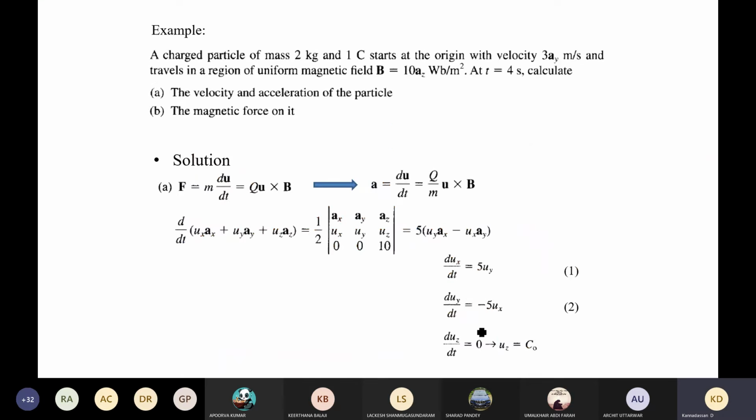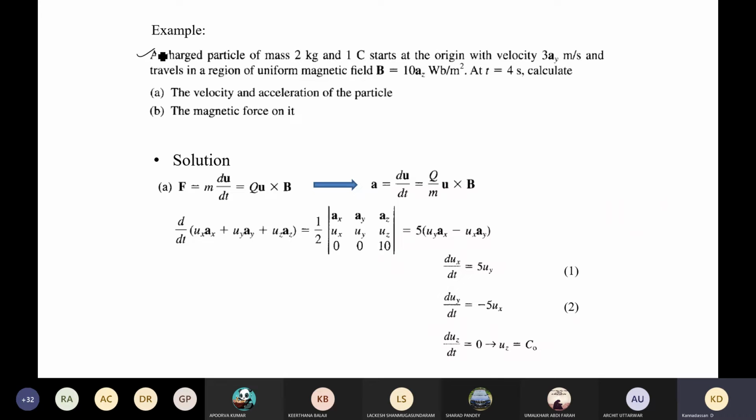Let's take a simple example. We will understand how this phenomenon works and how to calculate it by hand, how analytically we can calculate the force due to the magnetic field, the force due to the electric field, and how the velocity and acceleration change over time. All these things we can easily understand.